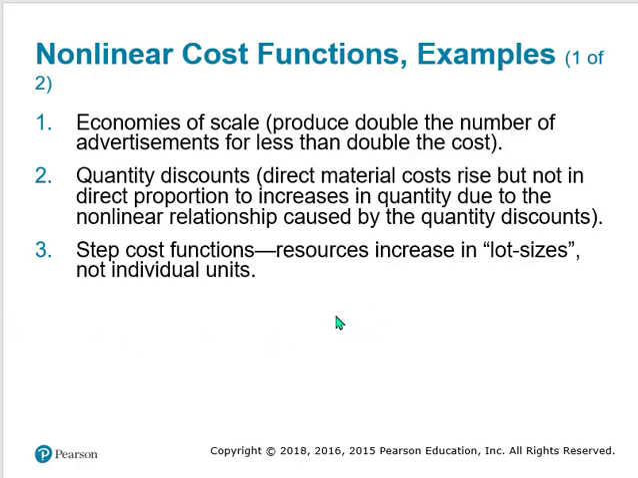Okay, some examples of nonlinear cost functions include economies of scale, where you produce double the number of advertisements for less than double the cost. Okay? Or quantity discounts. So direct material costs rise, but not in direct proportion to increases in quantity due to the nonlinear relationship caused by the quantity discounts. All right. And then finally, step cost functions. Resources increase in lot sizes, not individual units. So, all of these things could be operating when you're trying to do an estimate.